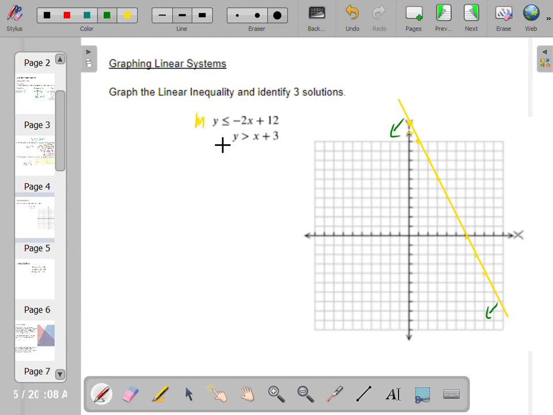This other line I'm going to graph, so I did that one in yellow. I'll graph this one in green. I'm going to start at the y-intercept 3, and I'm going to go up 1 over 1 because the slope is 1. So up 1 over 1, up 1 over 1.